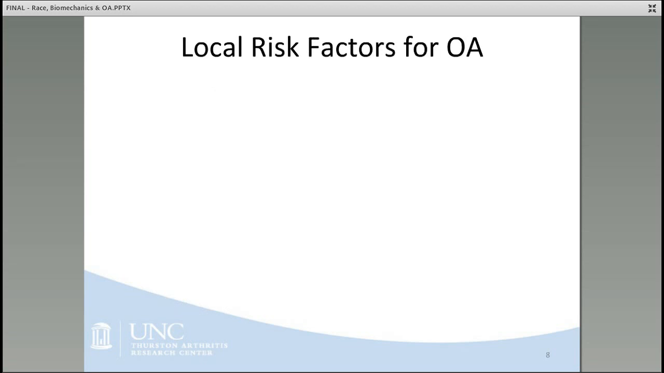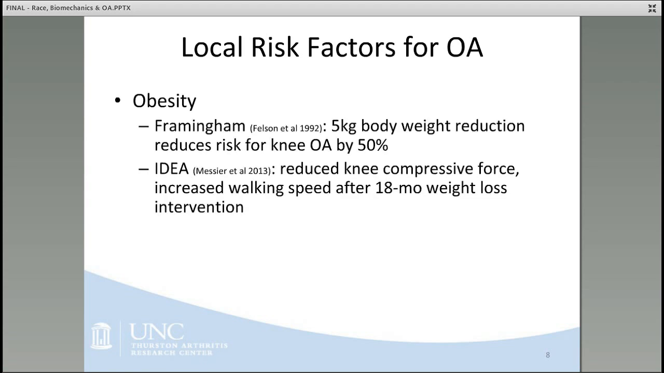So now we'll move on to local risk factors, which again speaks to the more modifiable ways in which one is at risk for developing OA. Obesity is a risk factor, especially in weight-bearing joints, such as the hip and the knee. The Framingham study and IDEA study both illustrated the relationship between weight loss and improvements in OA risk and physical function. Joint injury is also a big risk factor.